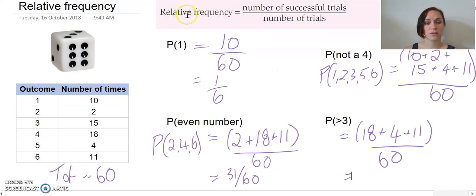All right, so relative frequency is like looking at theoretical probability, but in actual fact using our past history data to find out what will happen next.